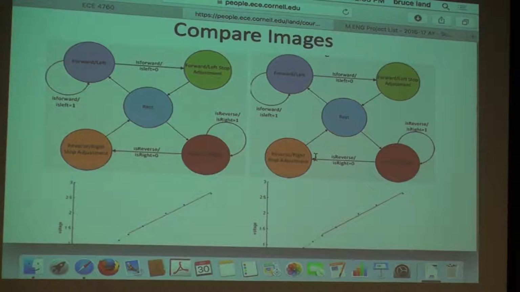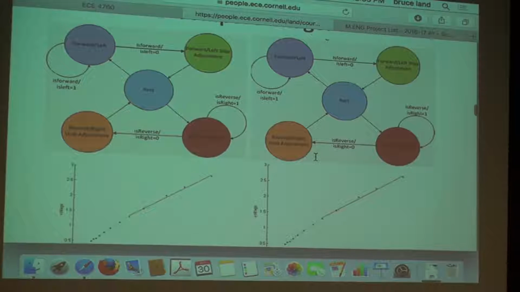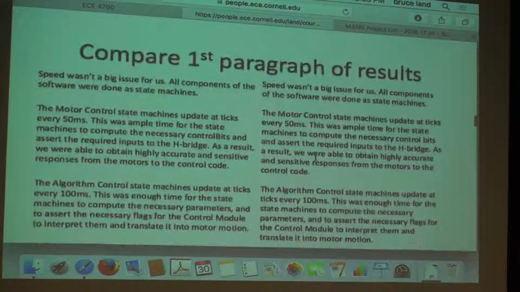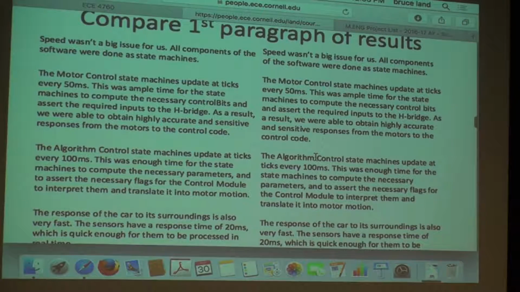The data images are the same, down to the JPEG artifacts. He didn't even bother to redraw it. The first paragraph of the results: speed wasn't a big issue for us. So they're identical.